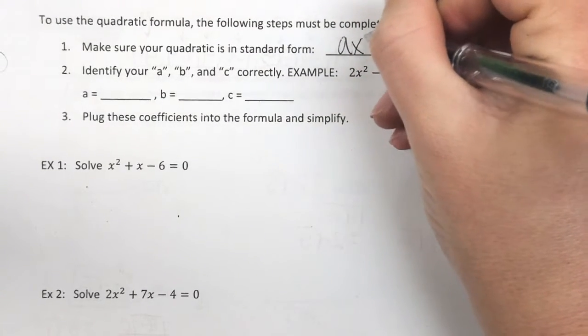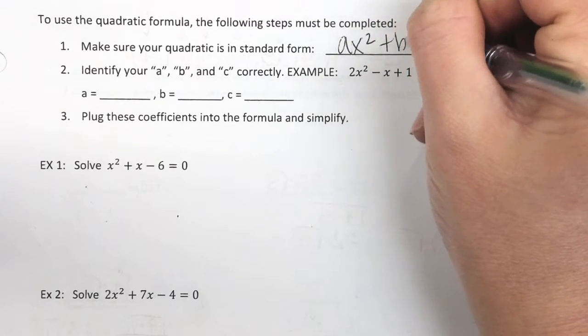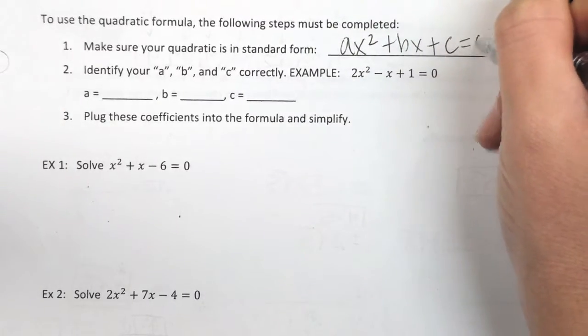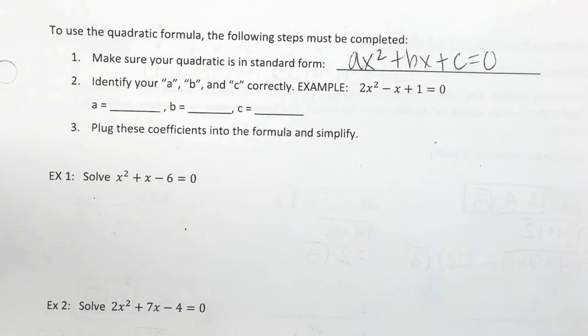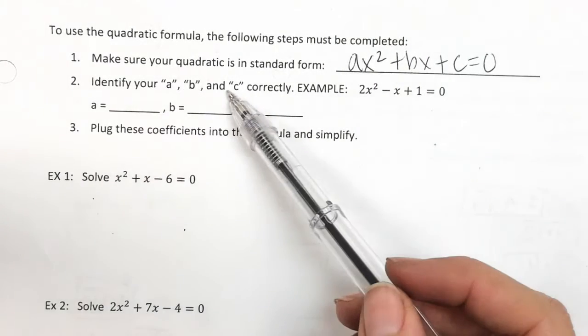Ax squared plus bx plus c equals 0. So basically standard form is just having everything on the left side and have it equal to 0. So if there's something on the right side, you'll need to move it to the left side. Alright, and then all you do after that is identify your a, b, and c.